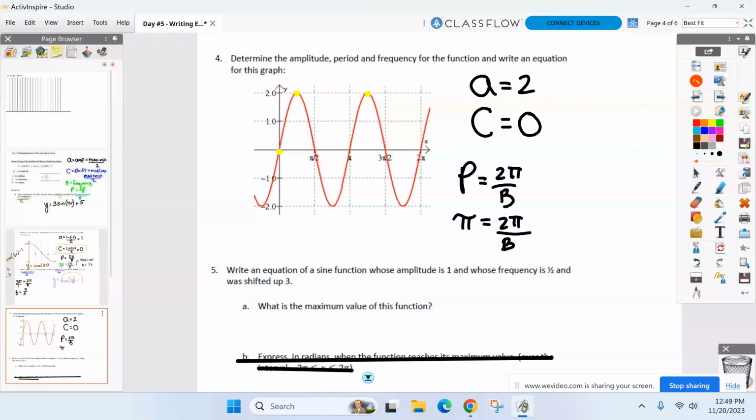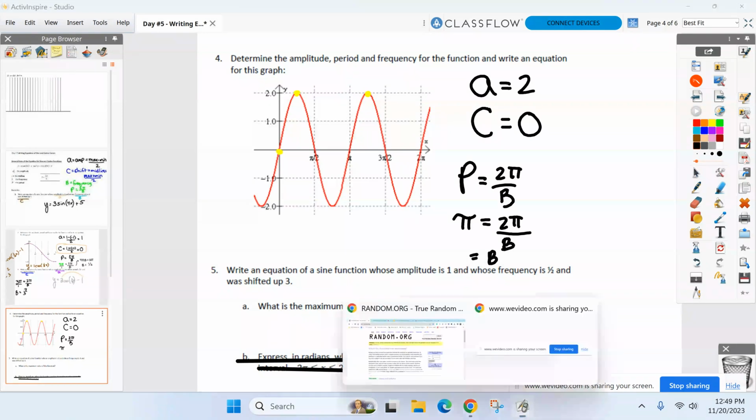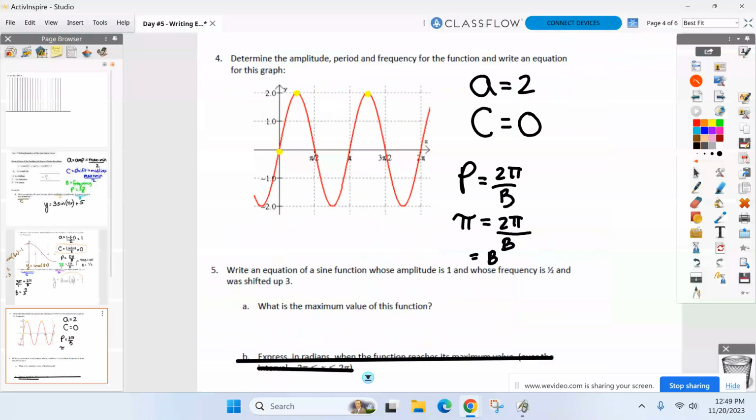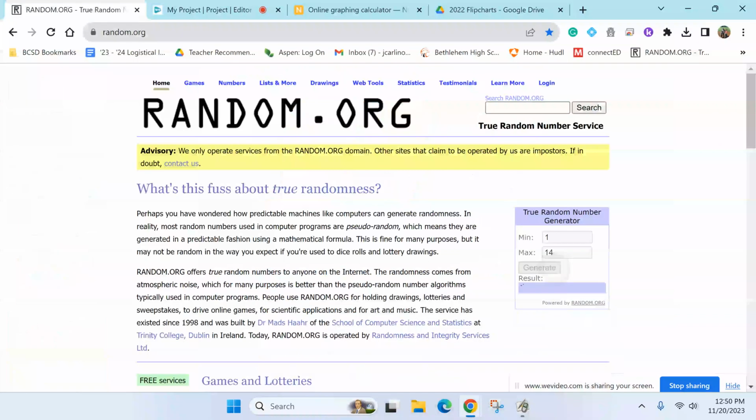Go ahead and solve your B value. When you're ready, let me know. What do you have for your B, your frequency? Stella, when you're ready. 2, good work. And somebody's ready for the equation for me. 2, here we go.